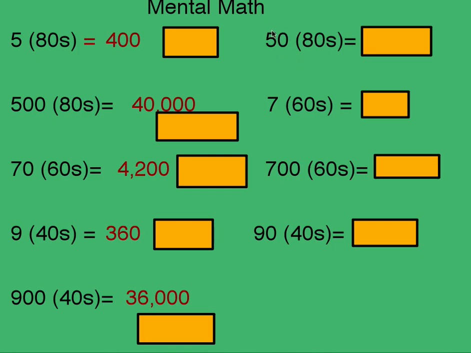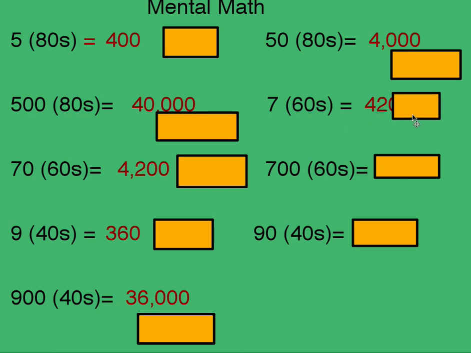50 times 80, 5 times 8 is 40, and we have to add 1, 2 zeros to get 4,000. 7 times 60, 7 times 6 is 42, and we have to add our 1 zero to make 420. 700 times 60, 7 times 6 is 42. Add 1, 2, 3 zeros to get 42,000.